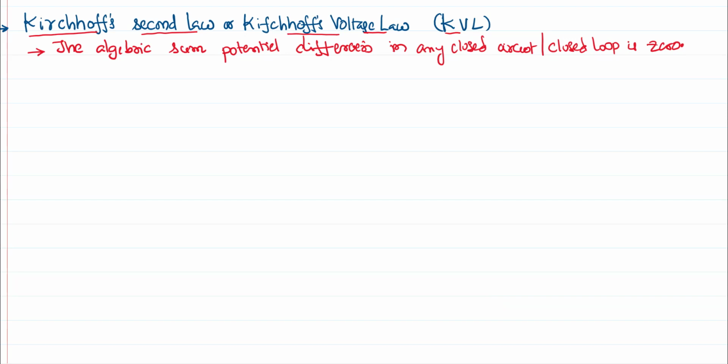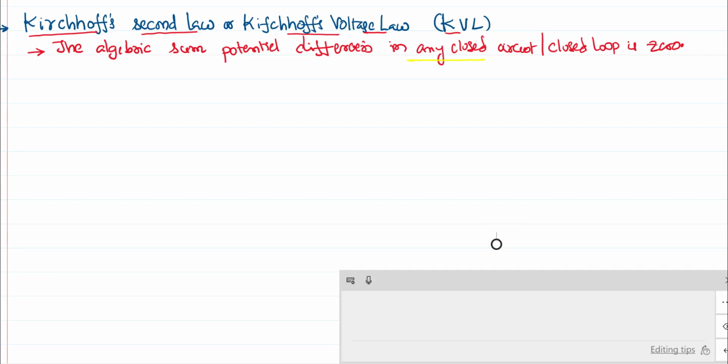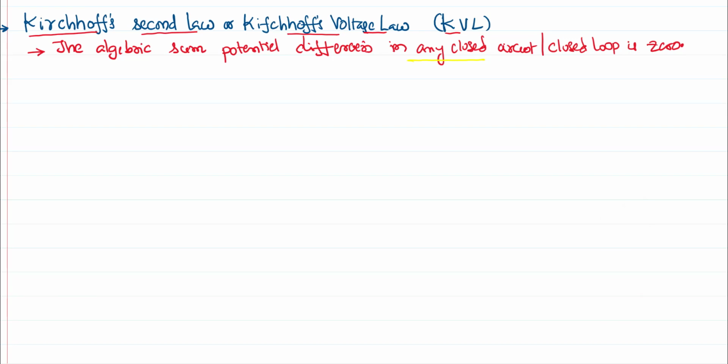Anyway, let me reiterate the statement once again. The algebraic sum of potential differences in any closed circuit is equal to 0. Before going further, it's very clear that this can be applied only for any closed circuit or a closed loop. So the precondition to apply Kirchhoff's voltage law is that we shall be talking about a closed circuit or a closed loop. If something is open, we cannot apply Kirchhoff's voltage law.